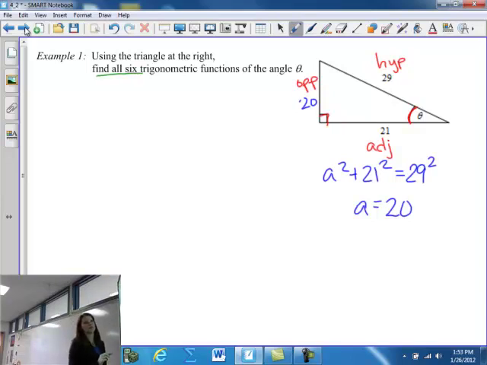We're ready to write our ratios. Find all six. We're going to do all 6 of them? All 6 of them. Let's start with SOHCAHTOA because that's easy. Sine. So the sine.